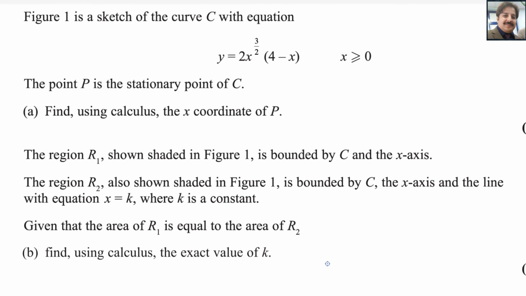Figure 1 is a sketch of the curve C with the equation y equals 2x to the power 3 over 2 into 4 minus x, and x is greater than or equal to 0. The point P is the stationary point of C. Find using calculus the x coordinate of P.